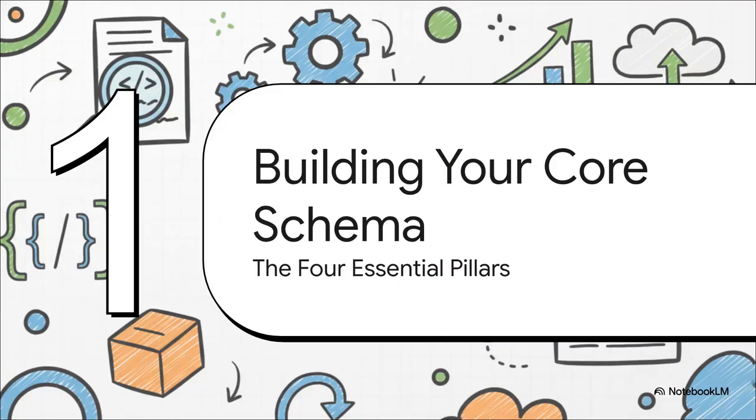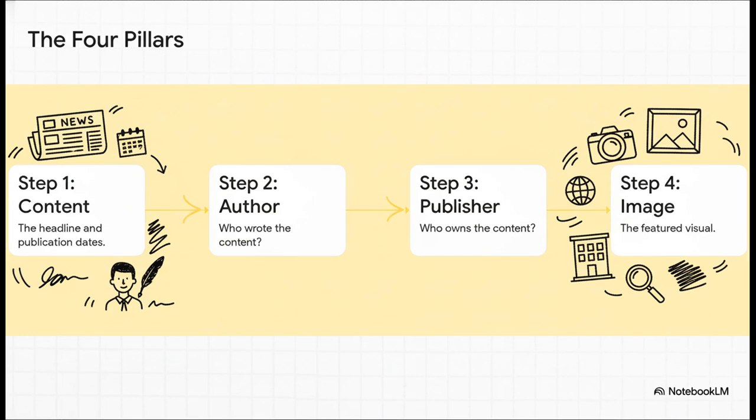Okay, so how do we actually do this? It's really not as complicated as you might think. We can break down a really solid article schema setup into just 4 essential pillars. If you get these 4 things right, you are golden. These 4 pillars kind of build on each other. We're going to start with the core content stuff, like your headline and dates. Then, we'll establish who's behind the content with the author and the publisher. And finally, we'll get to the image, which has a surprisingly important rule you have to follow.